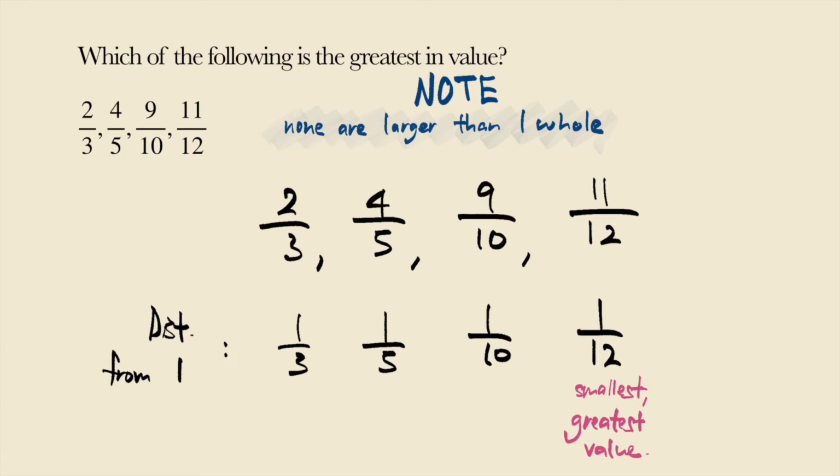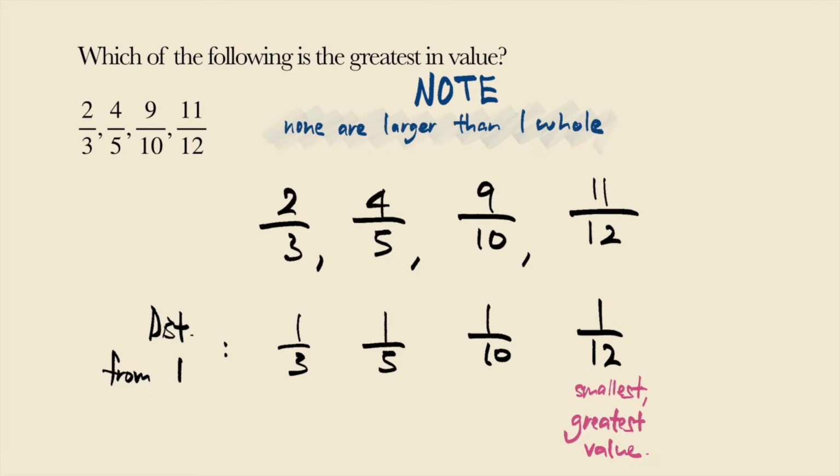Now, I'm going to introduce a concept here called distance to 1 whole. What do I mean by that? If you have 2/3, how far are you away from 1 whole? 1/3. For example, you finish 2/3 of your rice, you have 1/3 more to go. You finish 4/5 of your rice, you have 1/5 more to go. 9/10, 1/10 left to go. 11/12, 1/12 left to go.